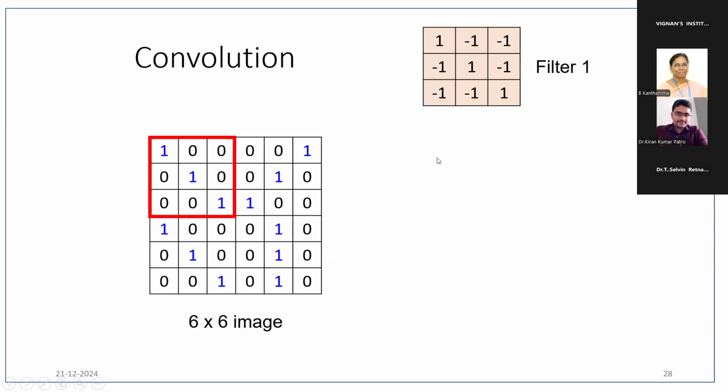First portion is mapped. Then you have to perform the dot product at the same position. 1 into 1, 0 into -1, 0 into -1. Same positions values will be multiplied, dot product. So you are getting 3.